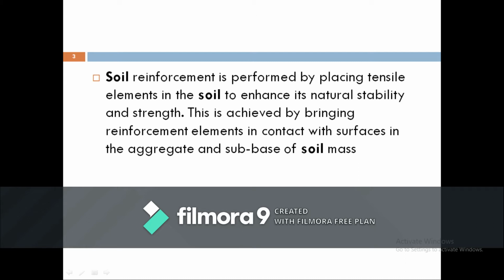What are those reinforcing elements? We use some natural fibers. What natural fibers do we have? Cotton, coconut, or palm, whichever is capable of being woven into a material. All these things we are using. This is achieved by bringing reinforcement elements in contact with the surfaces in the aggregate and subbase of the soil mass.